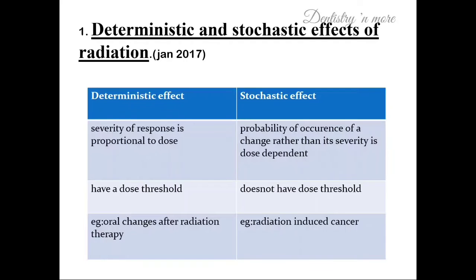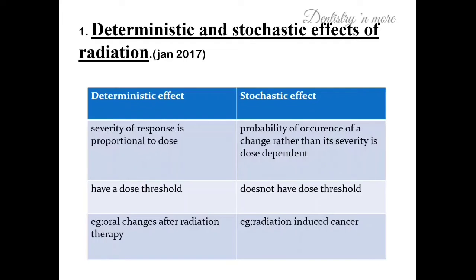In deterministic effects, the severity of the response is directly proportional to the dose, whereas in stochastic effects the severity of the clinical effects is independent of the dose, and it follows the all or none response, wherein an individual either manifests the effect or does not. Next is the relationship between the dose and the effect. In deterministic effects the severity is proportional to the dose, whereas in stochastic effects the probability of the effect is proportional to the dose.